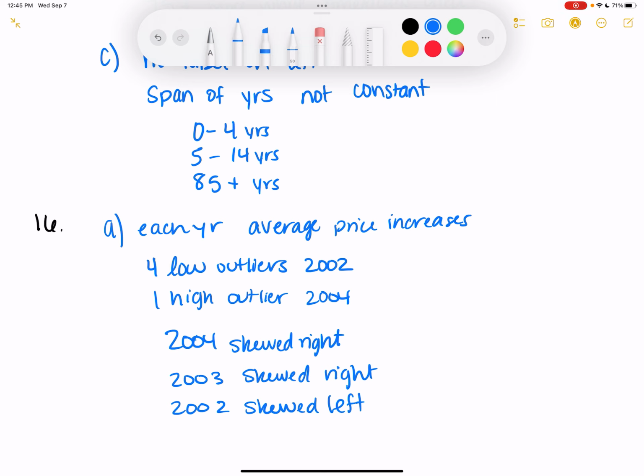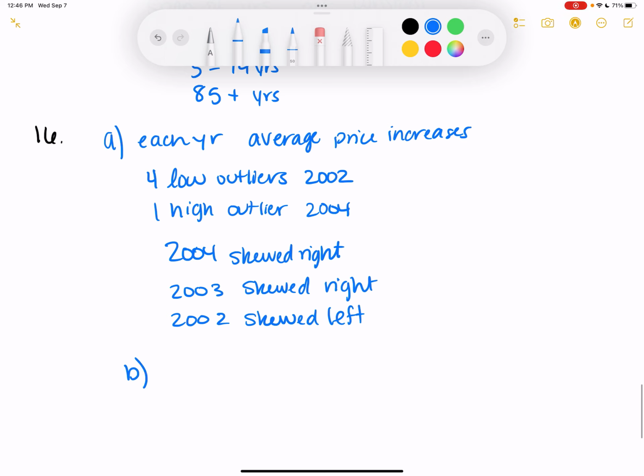And so then from the graph, in which year were the prices the least stable? 2002. Oh wait, no. So why would you say that? Because there are outliers. Ignore the outliers. If you ignore outliers, what would you say? 2004.